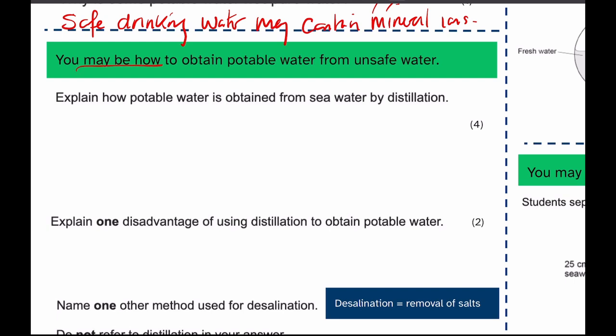You may be asked how to obtain potable water from unsafe water. The best way to do that is to talk about how to do it through distillation. You would get the seawater, place it into a conical flask, heat it up to 100 degrees Celsius, evaporate it, let it go through the distillation tube, then cool it back down and condense it, and the condensed water would be pure. You would check that it was pure by boiling it, and if it boiled at exactly 100 degrees Celsius, you know it is pure water.